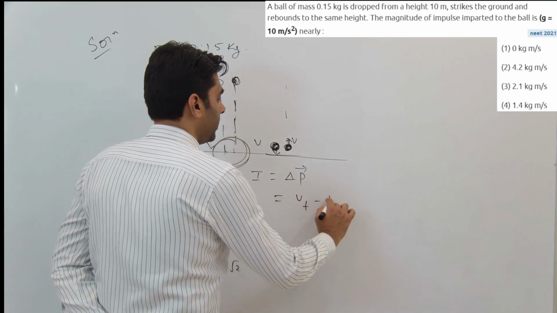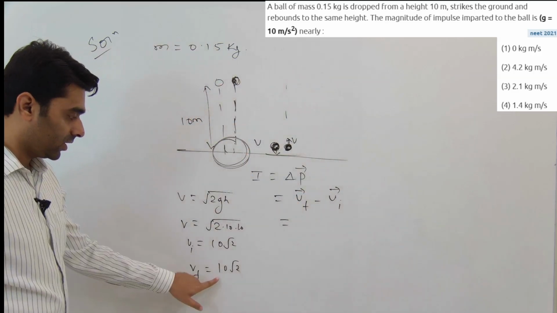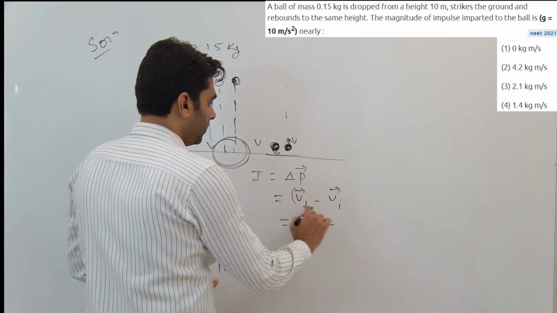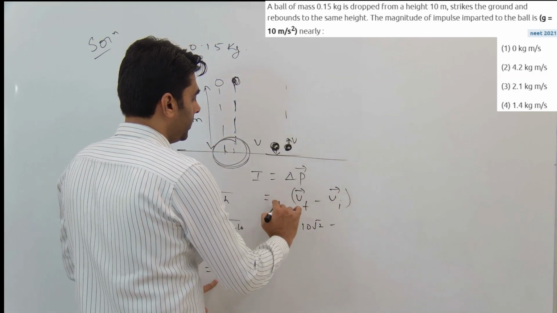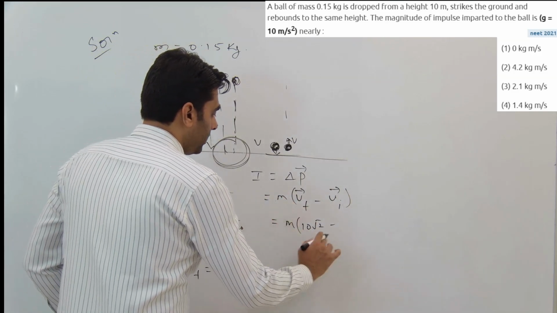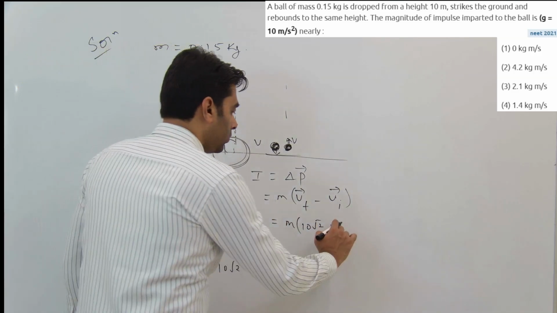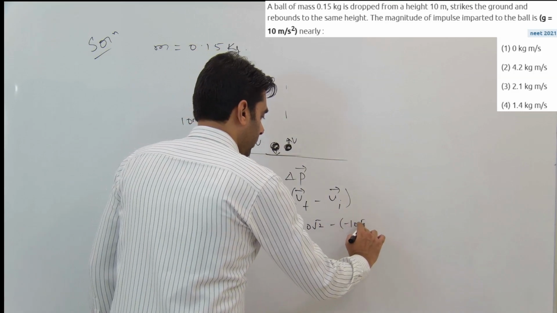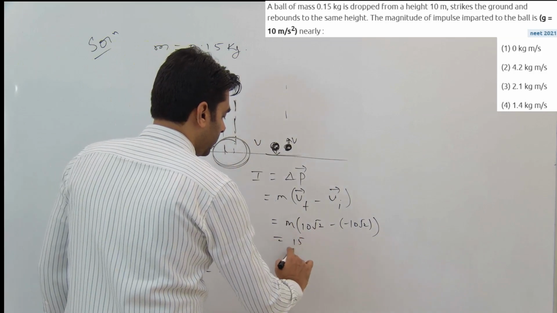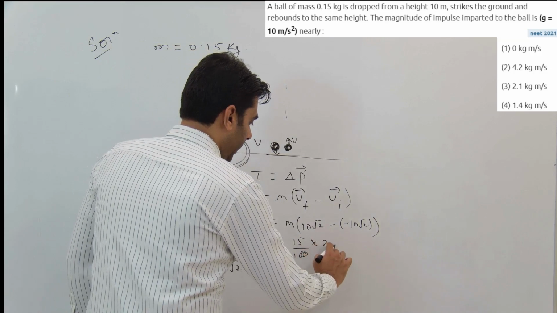What can I write? V final minus V initial. V final is in the upward direction. How much is it? 10 root 2 minus V initial, and m will also come because momentum will be m into delta V. So m into V final is 10 root 2. V initial means before hitting the ground it was downward, so minus of minus 10 root 2. Fine. Mass is given to us as 0.15, that is 15 by 100 into 10 root 2 plus 10 root 2, it will be 20 root 2.